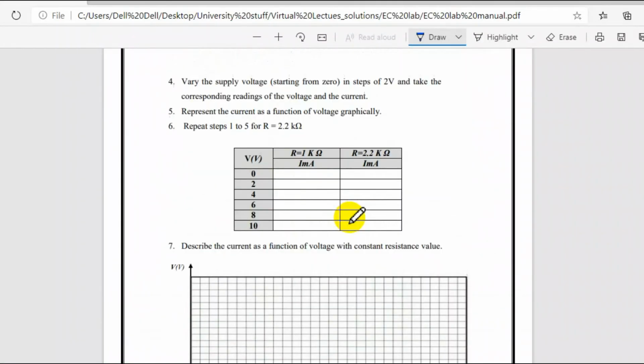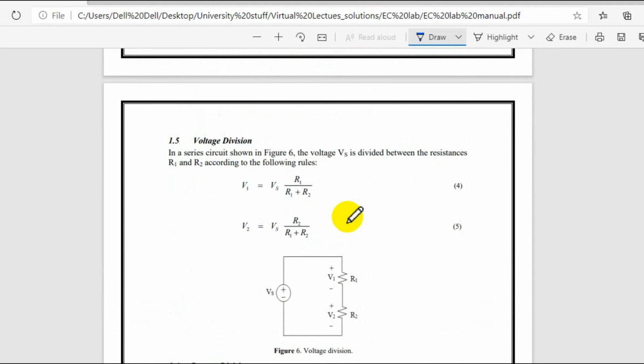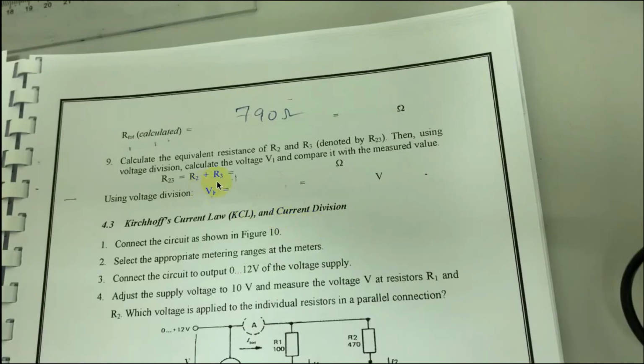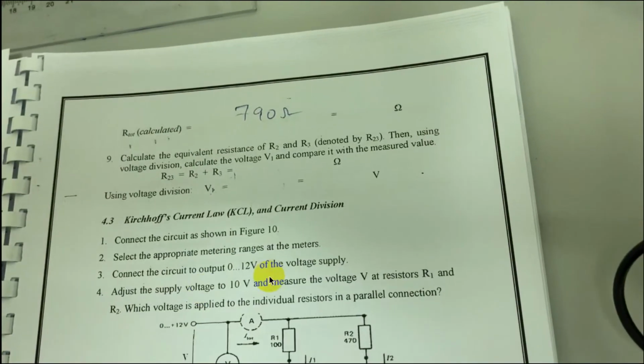What is the voltage divider? V1 equals Vs times R1 divided by R1 plus R2. From this formula you can find V1. So now calculate this R2 R3 V1 using the voltage divider.